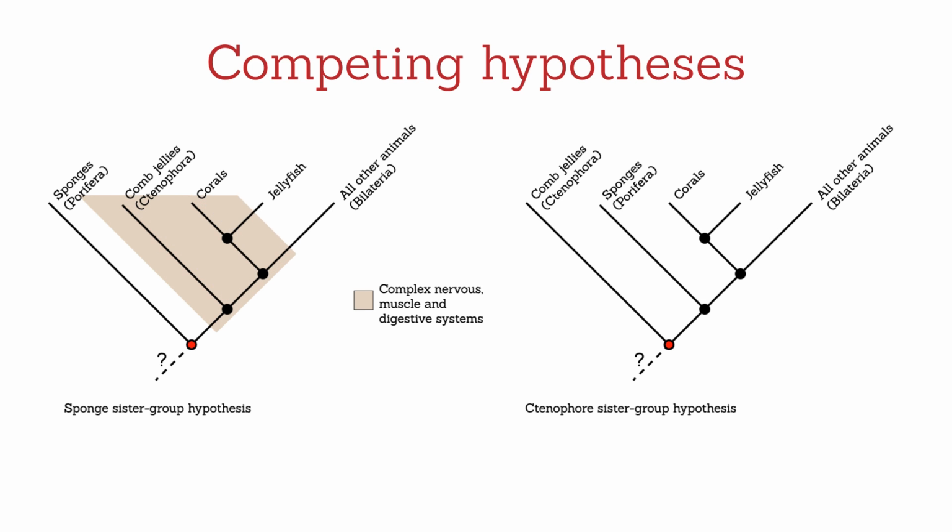If this ancestor was sponge-like, then we can say that the earliest animals were simple, and that complex nervous, muscle and digestive systems evolved in the group containing the ctenophores and all other animals. If this ancestor was ctenophore-like, then we don't know where in the tree this complexity arose. All we can say is that early animals were already quite complex, and that sponges must have undergone an evolutionary reversal to lose a great deal of their inherited complexity.